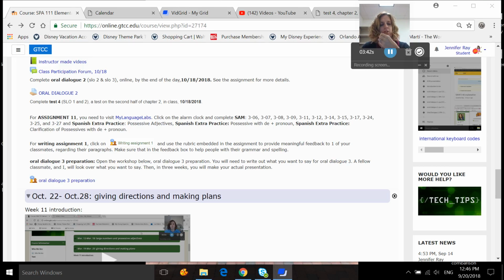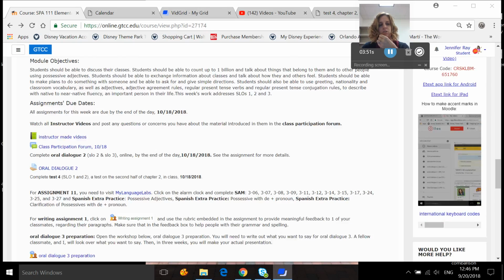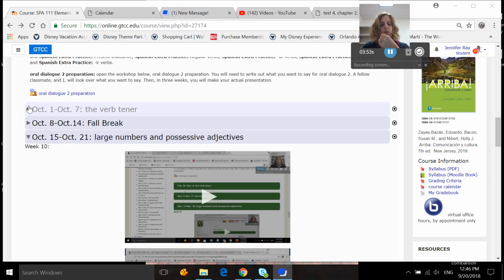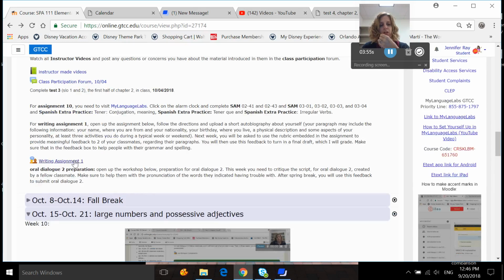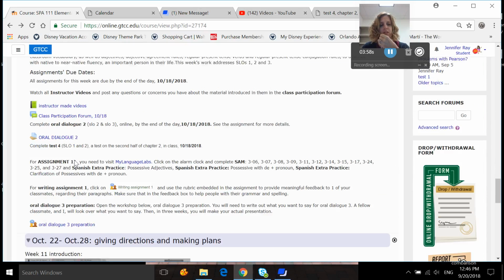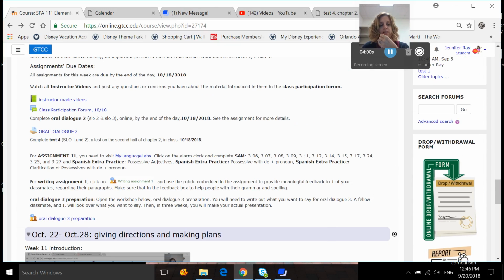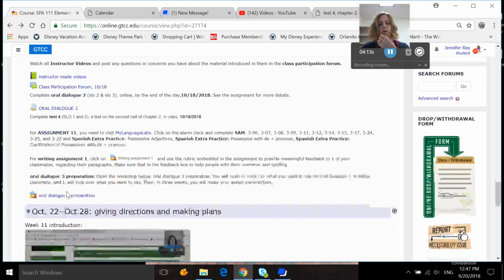Okay, you also have writing assignment 1. You're going to click on the workshop and you're going to use the rubric embedded in the assignment to provide meaningful feedback to one of your classmates. So the workshop you would have done the week before spring break is right here right now. It will be moved down here just below writing assignment 1. You'll click on it and you'll see the rubric and you'll go in there and you're basically providing feedback. So you'll use the rubric to give them feedback and then write any suggestions you have for them to make their papers better.